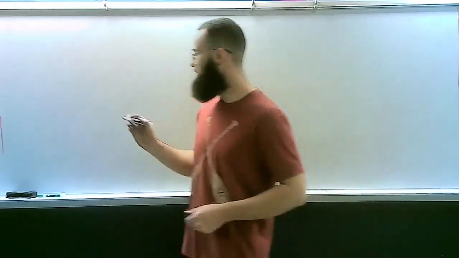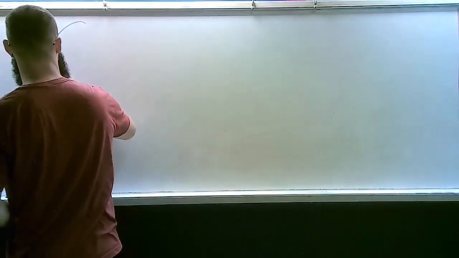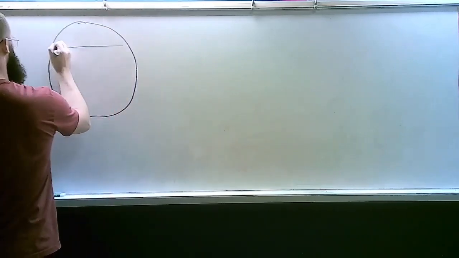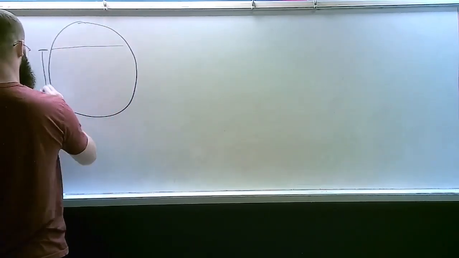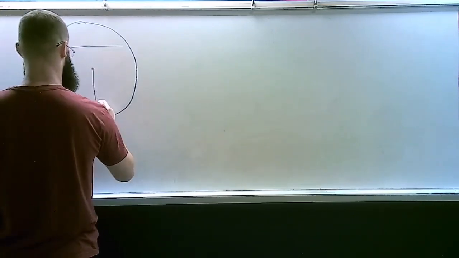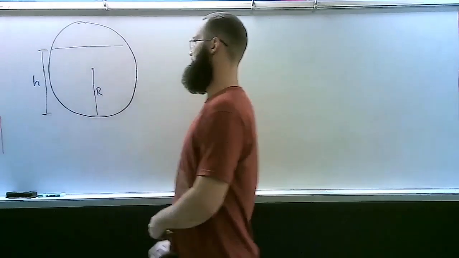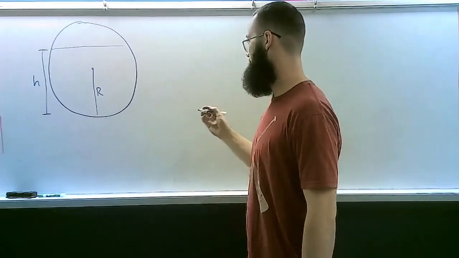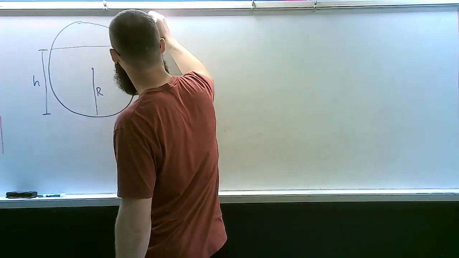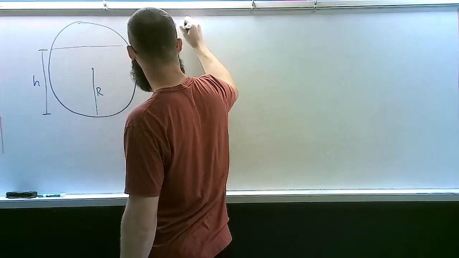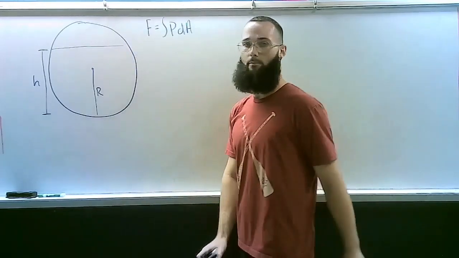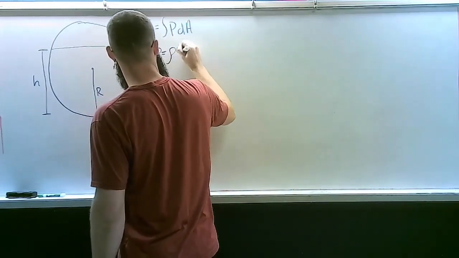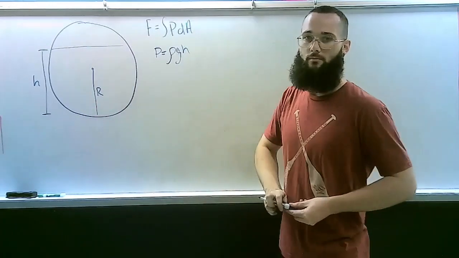So to do this, I'm again going to draw a cross-sectional area of the view that we want. So as you can see, this is the end of the barrel with some radius r and height of the fluid h. So we're going to start like we did last time. The force is equal to the integral of the pressure times the differential area. And so first, I'm just going to say this pressure is equal to rho g h.